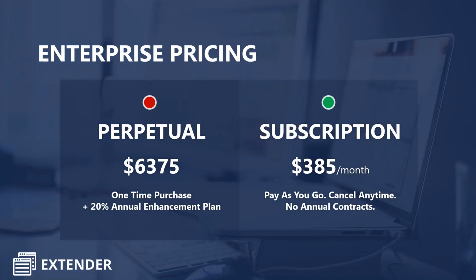Our enterprise pricing is everything I showed you plus the Extender actions or the Extender logic. Perpetual is $63.75 and subscription would be $385 a month. We don't have any concept of a user count, okay? So it's per GP license, basically.